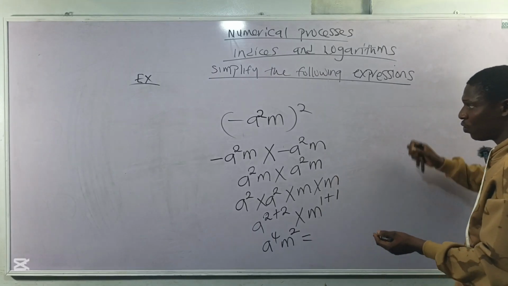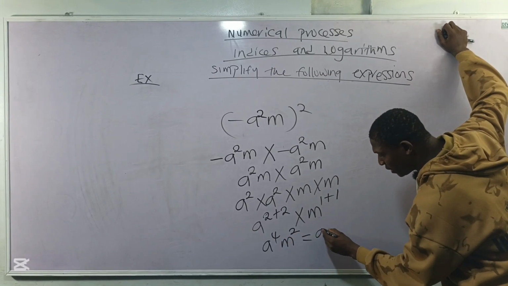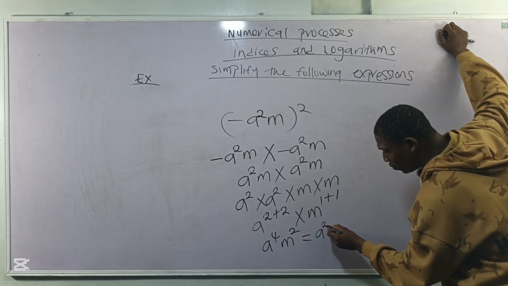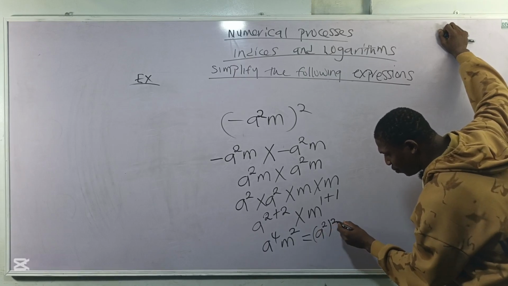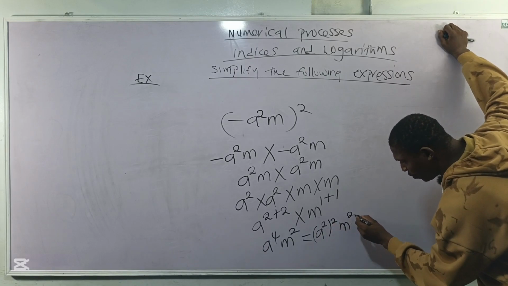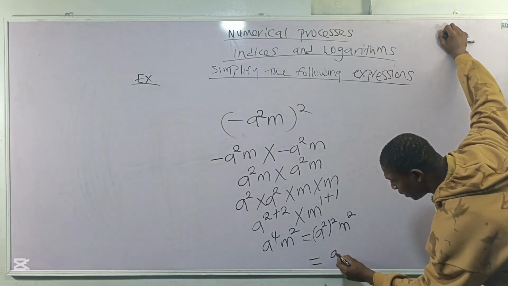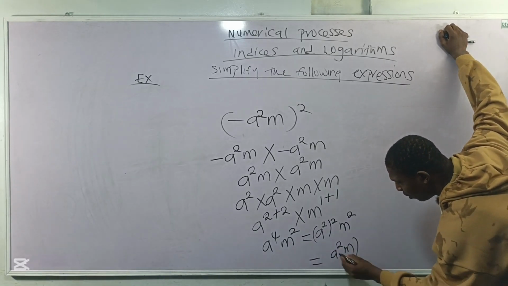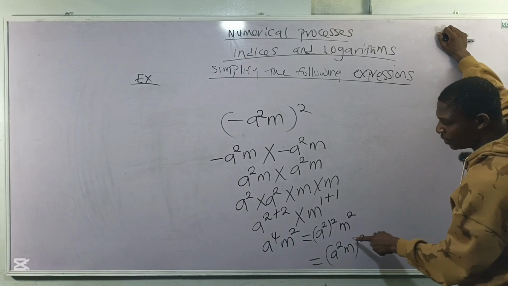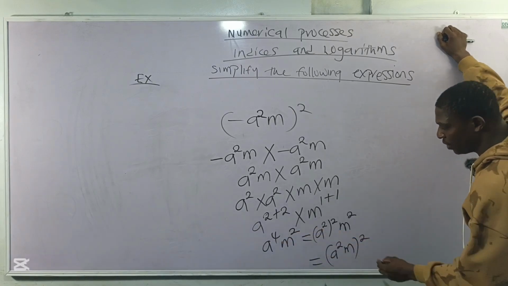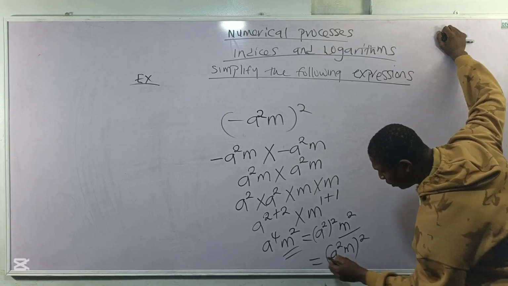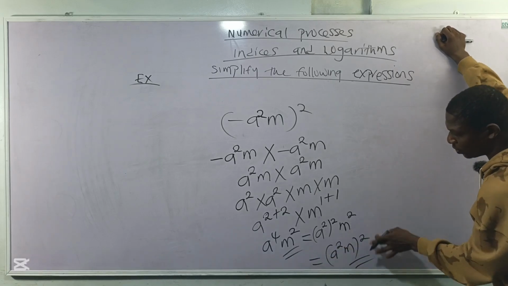2. If you decide to work further, this is same as saying a square in brackets square and m square, which can be written as a square m, all brackets square. Because this times this will still give you a raised to the power 4, and this times this will still give you m square. So you can end it up this way, and you can end it up this way.